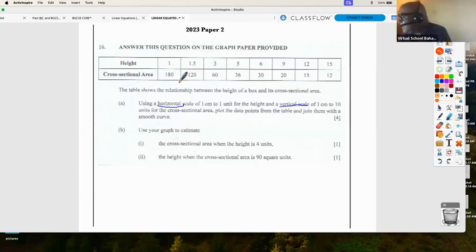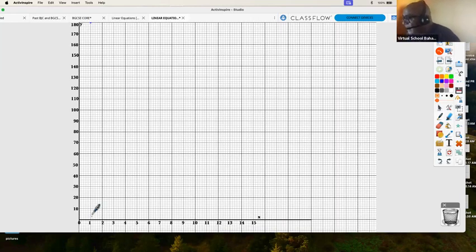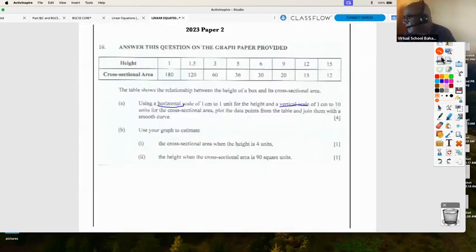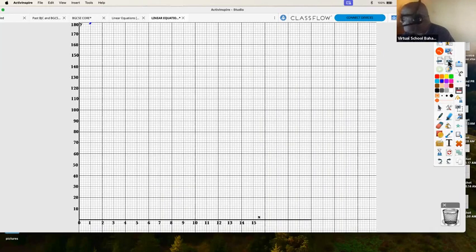So now we are going to plot the points. This is my 1, and I go up all the way to 180, put that first point there. We go back to the second point. Our second point was 1.5 to 120. So 1.5 is between 1 and 2, right? And I'm going to 120. So here it is between 1 and 2. This is my 1.5 on the 120 line. Who is with me there?